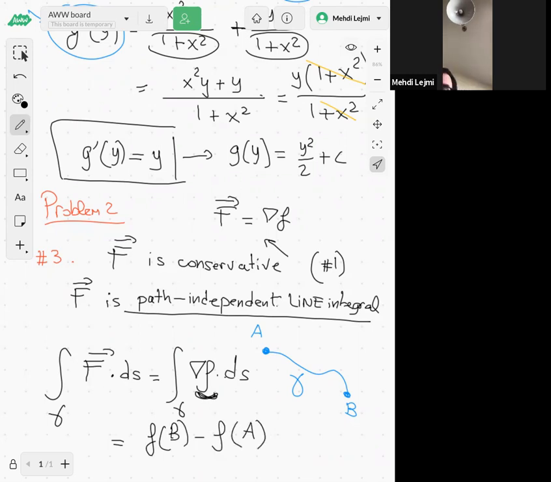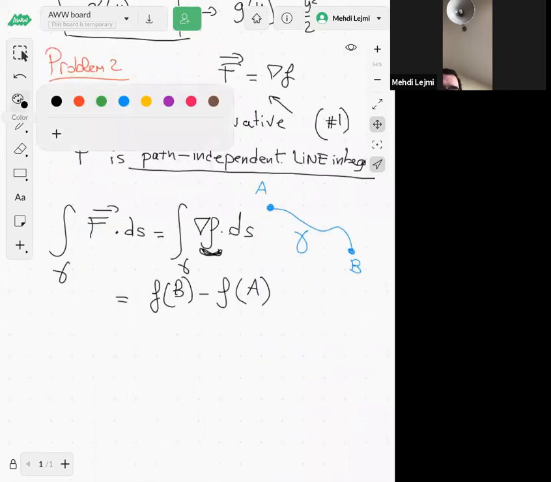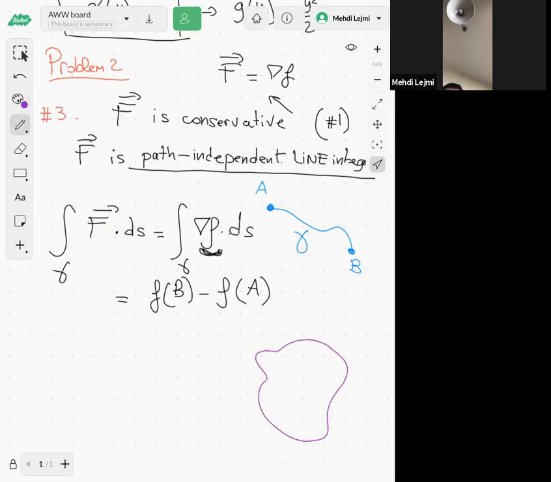Now, in 2.3, it says we have this simple closed curve, which is the ellipse. So you have a simple closed curve; this is my closed ellipse or circle or whatever. If it's closed, it means that the initial point and the terminal point are equal. So in some sense, A is equal to B, right?